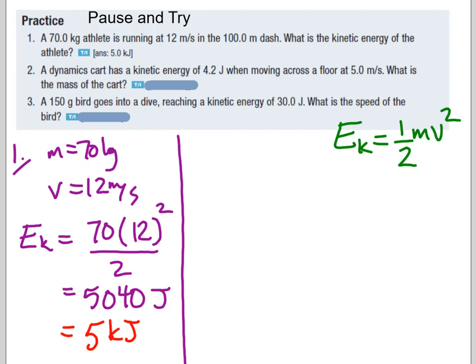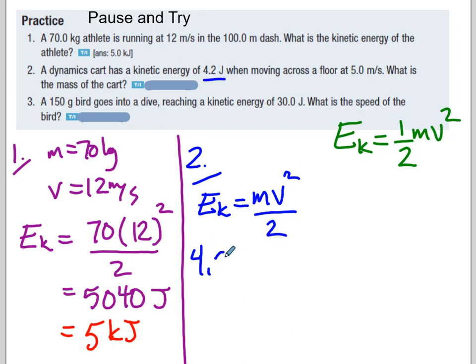Let's change to blue. 2. A dynamics cart has a kinetic energy of 4.2 joules when moving across the floor at 5 meters per second. What is the mass of the cart? So the same thing. Our nice little equation. Mass, velocity squared, 2. We have 4.2 joules, which is the correct unit, so that's good. There's no prefixes to worry about. We don't know the mass, and we know this is 5 squared all over 2. So with a little bit of rearranging, we'll go 4.2 times 2 divided by 25.